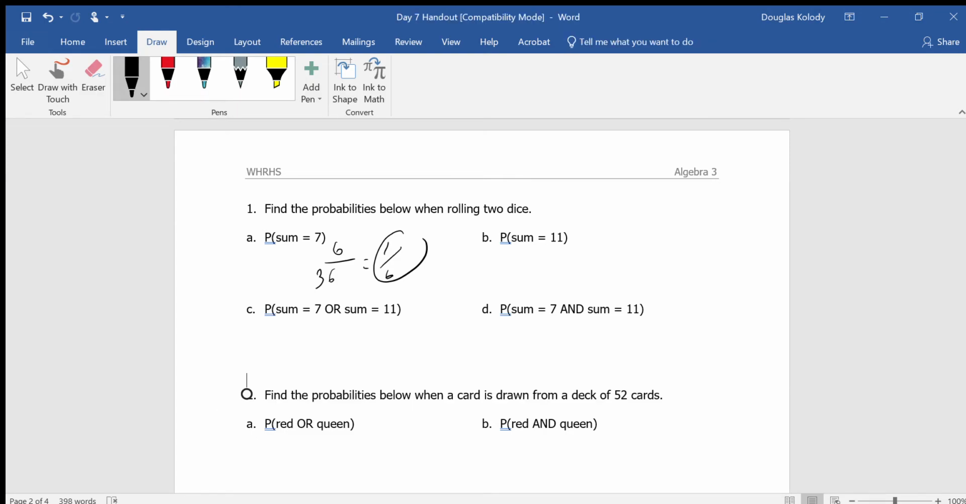What's the probability that the sum equals 11? Take a look. There are 2 11s on your chart out of 36 numbers, so that's 1 out of 18.